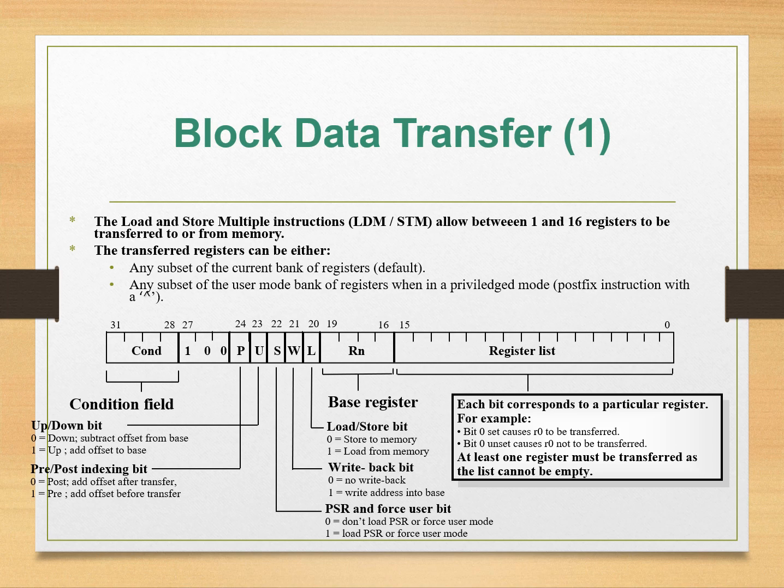Here is the write back, which writes the address into the base. If you update it, you write to the base register. This is the register list. For example, R0 is at bit 0. Bit 0 set means that R0 is going to be transferred. If bit 0 is unset, 0, then it's not going to be transferred.